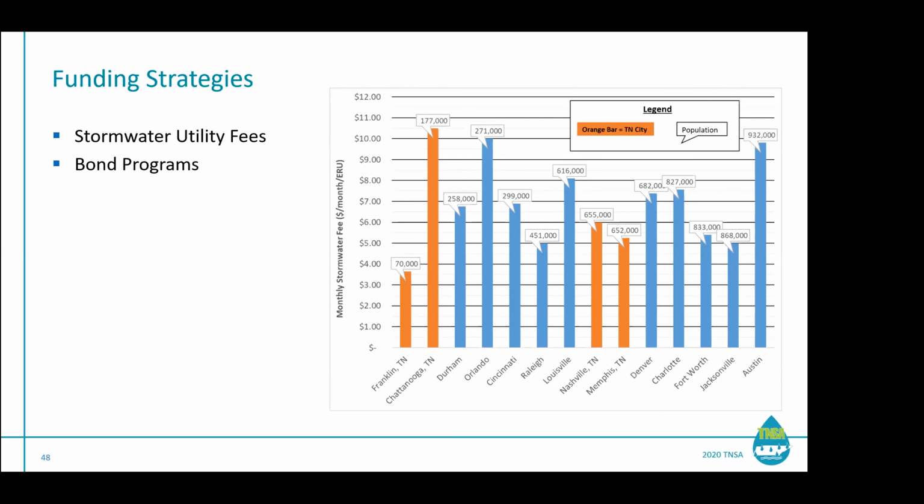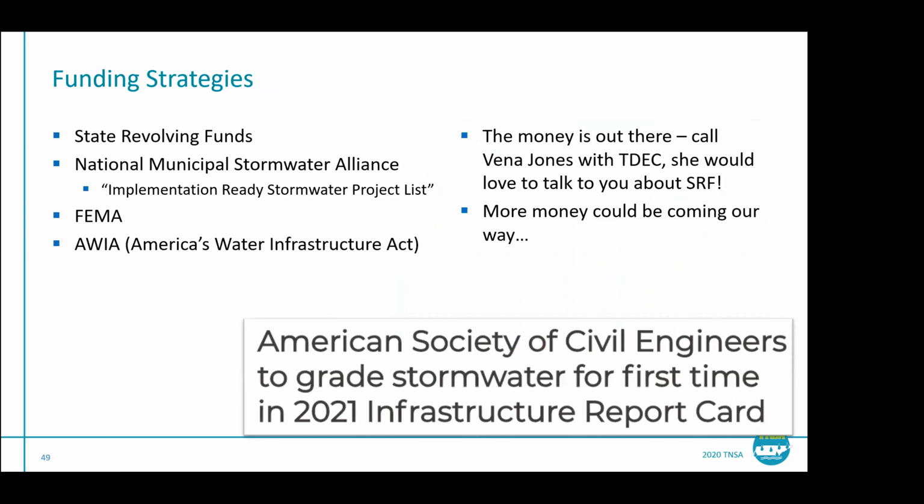But you can always use, I'm running out of time here, so I'm going to plow through stormwater utility fees. Like I said, that's a whole other talk. That's a commonly used one to try to build up your coffers for CIPs. There's bond programs. Vina Jones talked back in March about state revolving funds, which there's money out there, go get it. I think the key takeaway from this slide is that the American Society of Civil Engineers is grading stormwater next year for the very first time, right along with roads and buildings and the stuff that they usually look at.